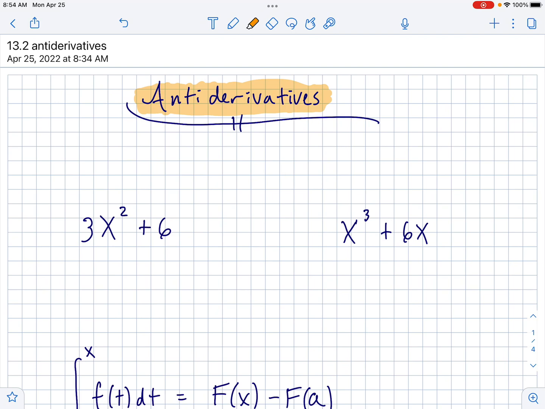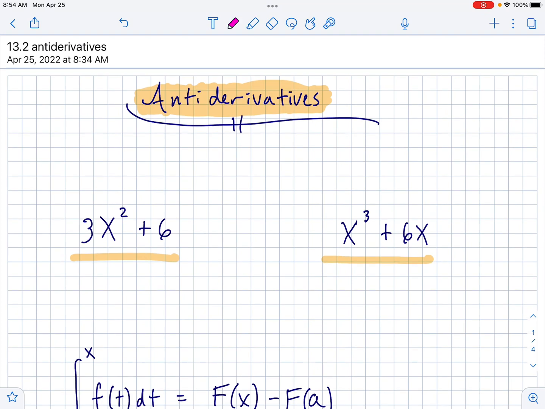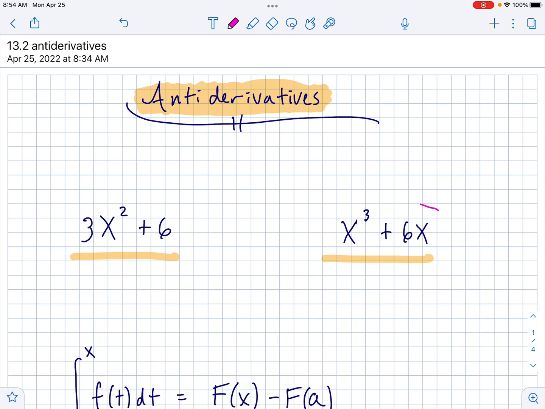So here I've written two expressions. There's a 3x squared plus 6 and an x cubed plus 6x. Now you might notice that if you take the derivative of this function with the power rule that we learned, you bring the 3 down out in front, and then the derivative of 6x is just 6. So if I go this way, this is called differentiation. Taking the derivative.